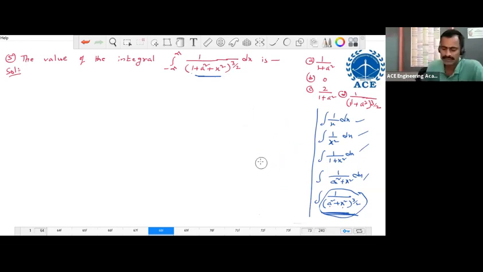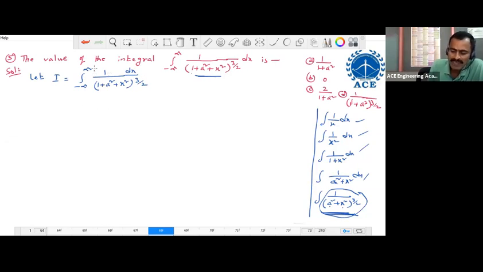Okay, let us do the problem. It is an improper integral. Let I equal the integral from minus infinity to plus infinity of 1 by (1 plus a square plus x square) whole power 3 by 2 dx. It is the given integral, an improper integral with two infinite limits.